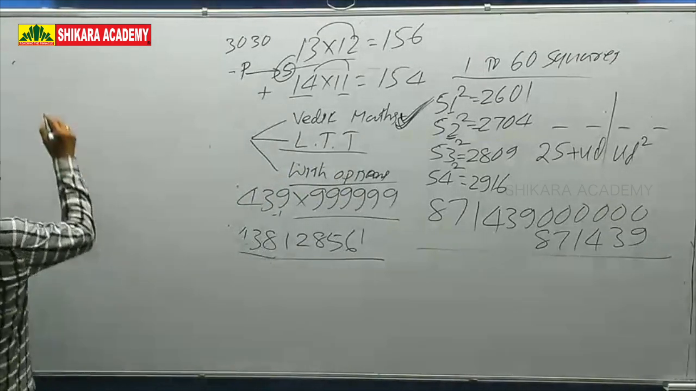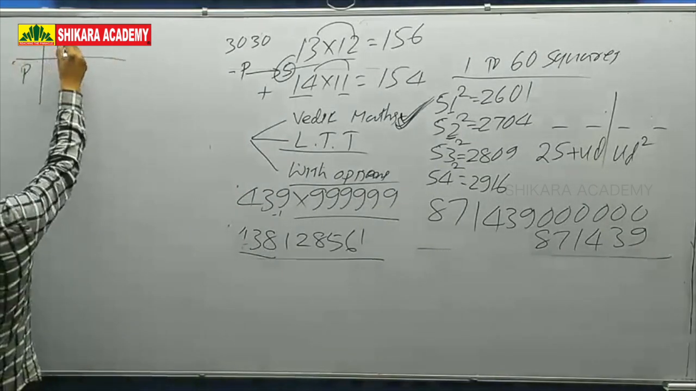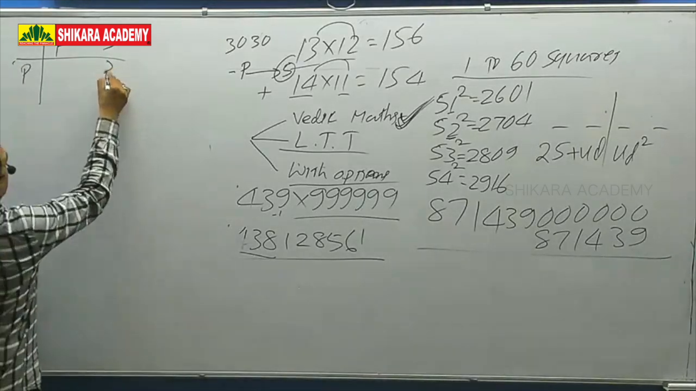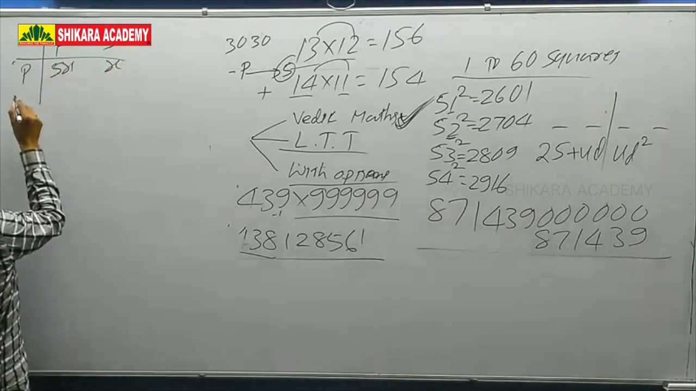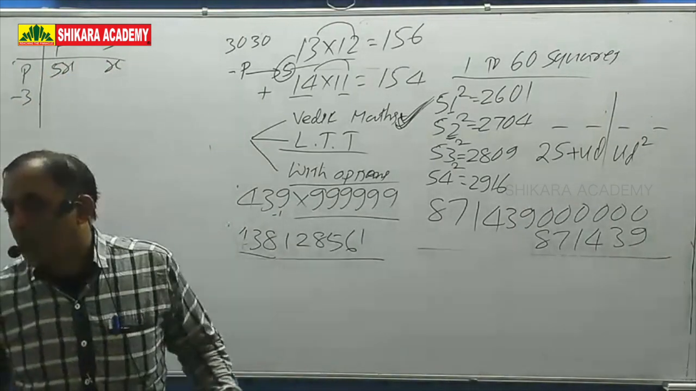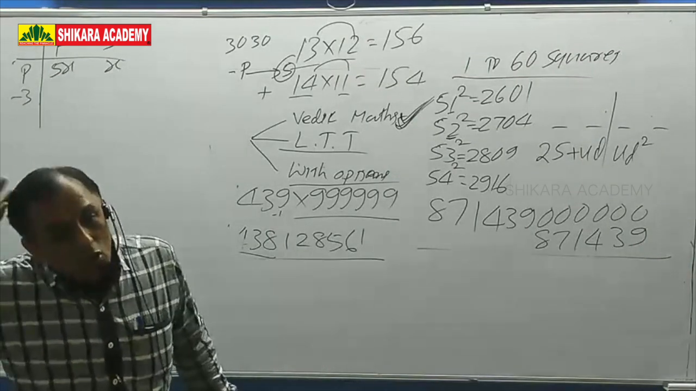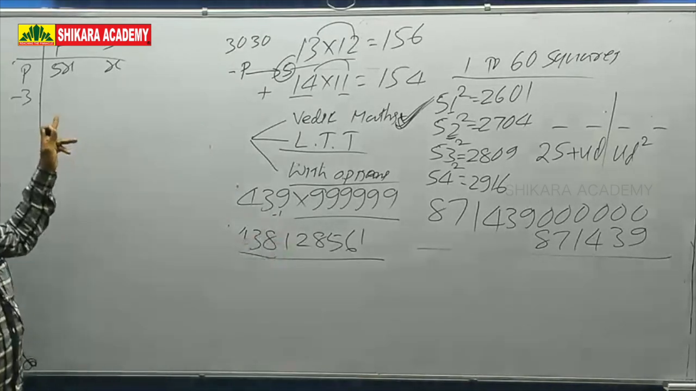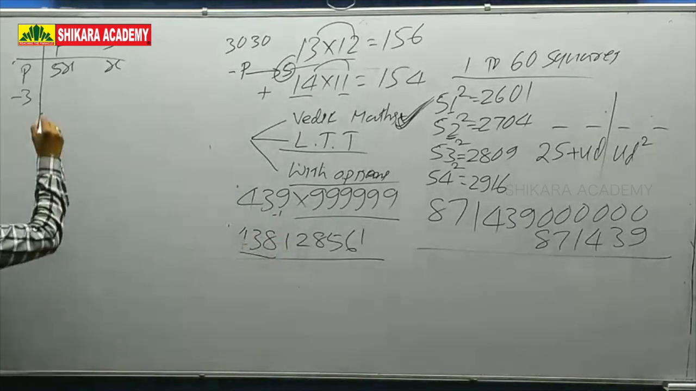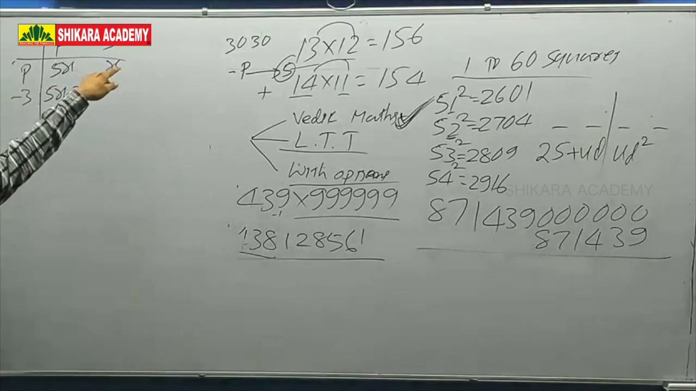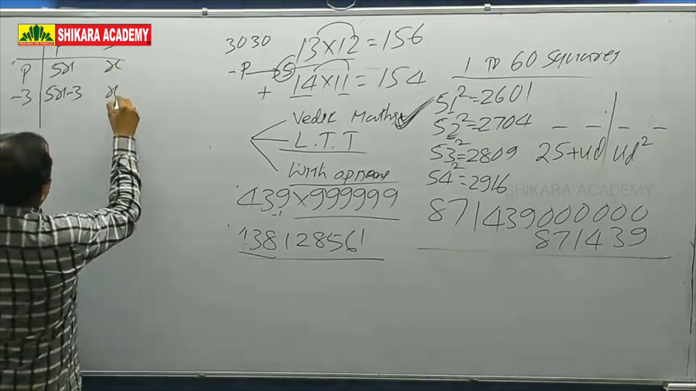General method. Let P mean present, F mean father, S mean son. Present father's age is 5 times his son's age. Son's age is let x, father's age 5 times, 5x. 3 years ago, for example, today your age is 22 years. 3 years ago, 22 minus 3, 19 years. Today father's age is 5x, 3 years ago 5x minus 3. Today son's age is x years, 3 years ago x minus 3.